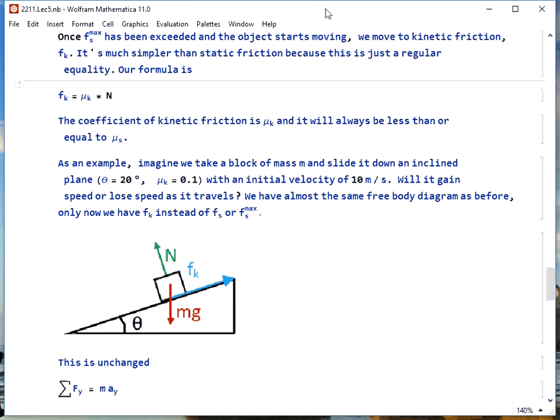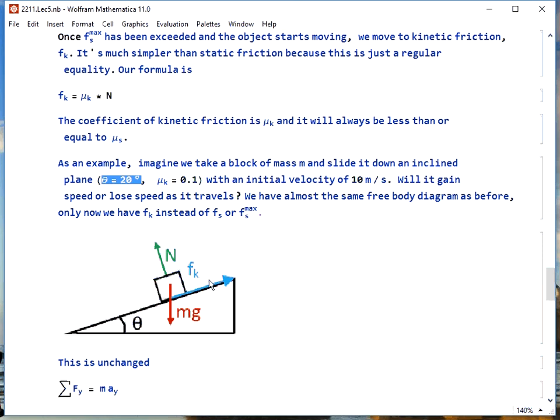For an example involving kinetic friction, we can start off with our formula. Fk is mu k times n. We notice the mu k will always be less than mu s, and this is just a reflection of the experimental fact that it's easier to keep something moving than to get it moving in the first place. Let's say we take a block and slide it down an inclined plane, and we're given these parameters, 20 degrees and mu k is 0.1, with an initial velocity of 10 meters per second. Does it gain speed or lose speed as it travels?